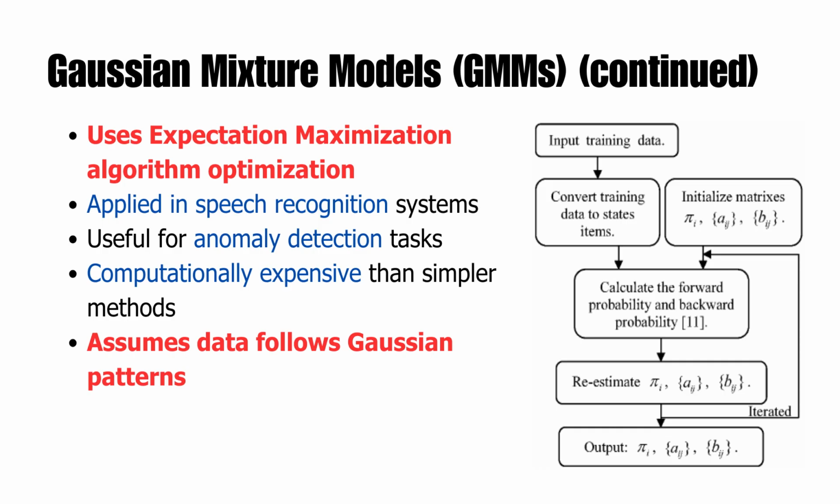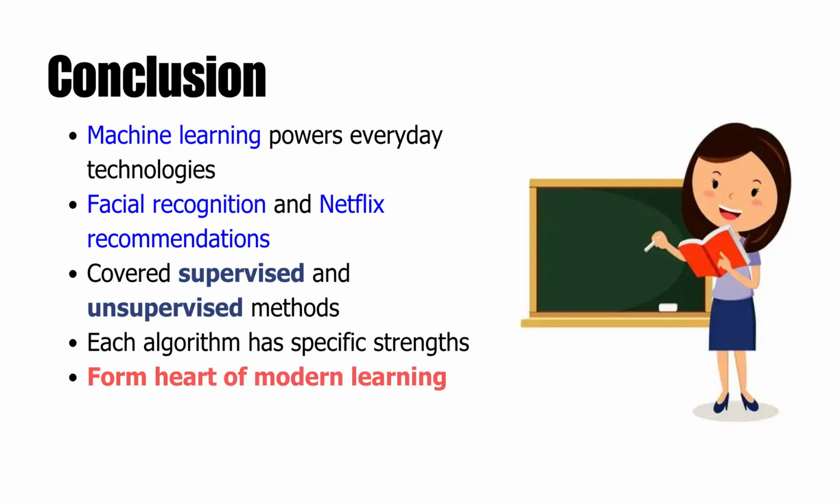While more computationally expensive and assuming that the data tends to follow Gaussian patterns, its soft clustering ability is an attractive feature of a general-purpose tool for modeling the complexity of real-world data.